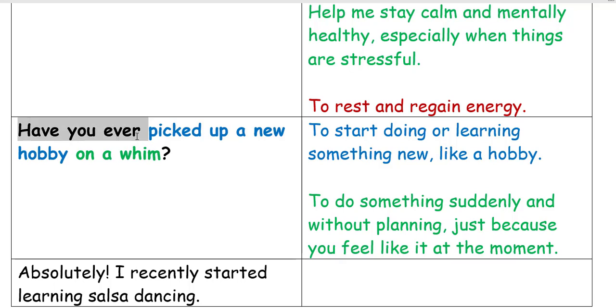Have you ever picked up a new hobby on a whim? The phrase pick up a new hobby means to start doing or learning something new like a hobby. Something that you've never done before and you've decided to do it now. And the phrase on a whim means to do something suddenly and without planning, just because you feel like it at the moment, all right? All of a sudden, you decide to go rock climbing, and then you start doing it on a regular basis because you enjoy it, all right? So on a whim.